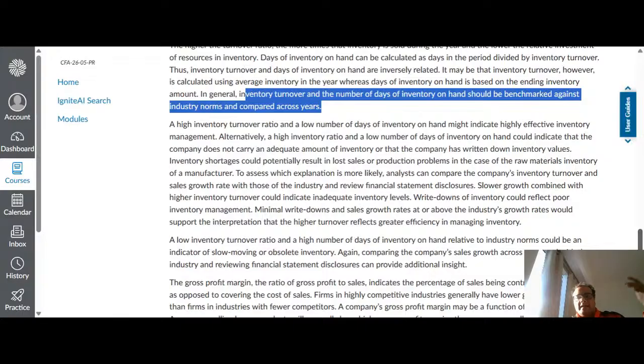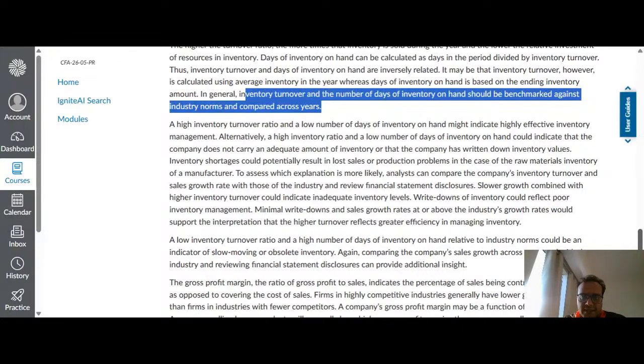And if you have a higher inventory turnover ratio and a low number of days of inventory on hand, it could indicate that the company does not carry an adequate amount of inventory, or that the company has written down inventory values. Inventory shortage could potentially result in lost sales or production problems in case of raw material inventory of the manufacturer.